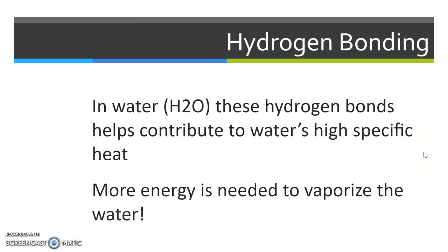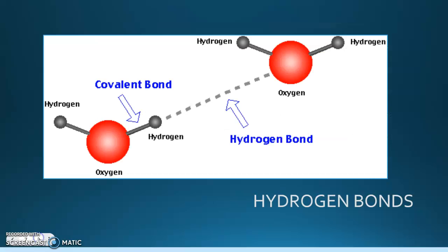So that adhesion and cohesion that allows capillary action, so the water to move up the stems in plants, that is also due to the polarity of water and its hydrogen bonds. So just something we need to keep in mind. And again, that's called capillary action.